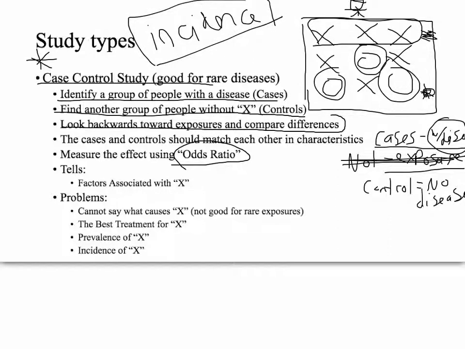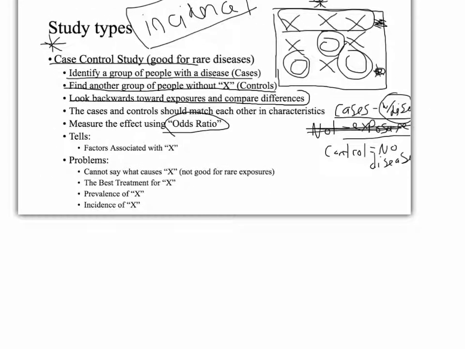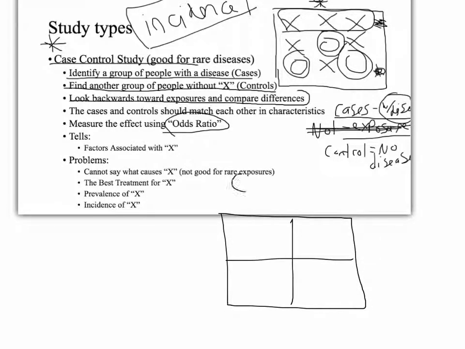And we'll talk more about the math behind it in an upcoming video. But for right now, I'll just show you. What you would do is you'll make a 4x4 box. And these are cases. These are controls.